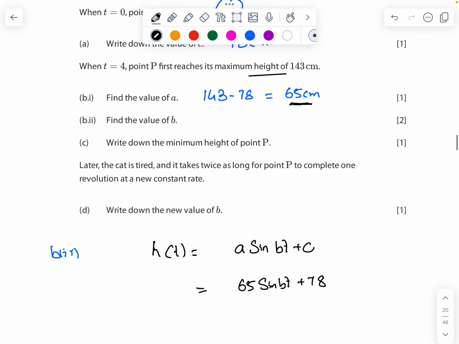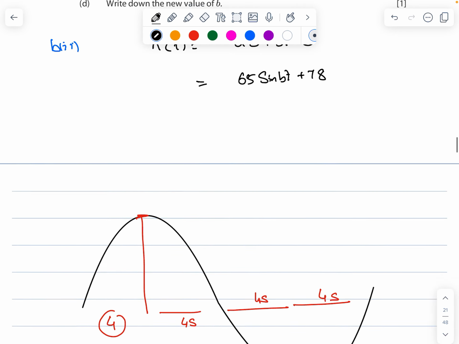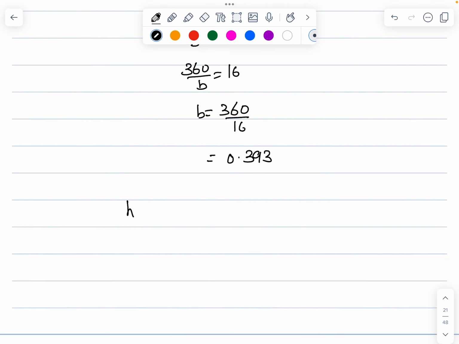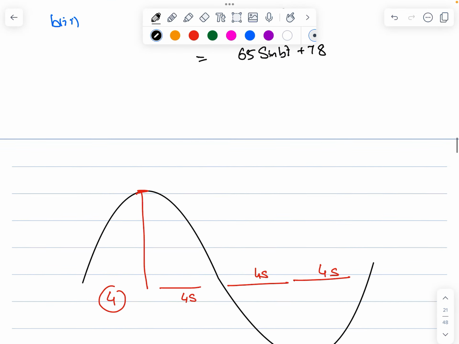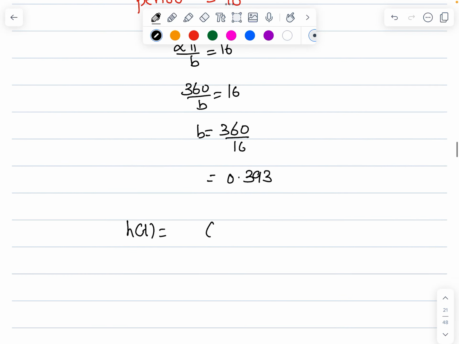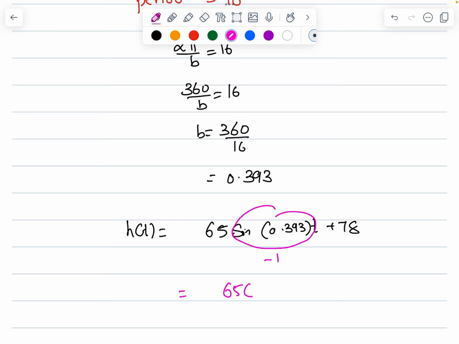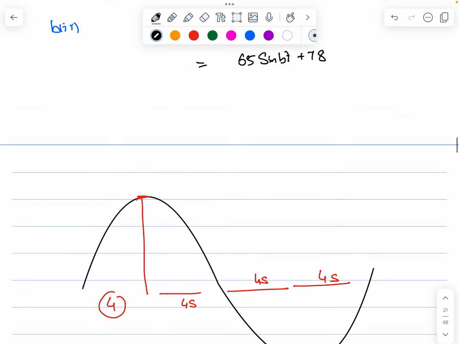Write down the minimum height of P. What is he asking? What will be the minimum height of P? So now what is the equation we got? H of t equals 65 sine 0.393 t plus 78. Minimum will be whenever the sine value is -1. So it is 65 times -1 plus 78. Because we know that the sine graph minimum value is -1, maximum value is +1. This is minimum and this is maximum. So 13 meters is going to be the minimum height.